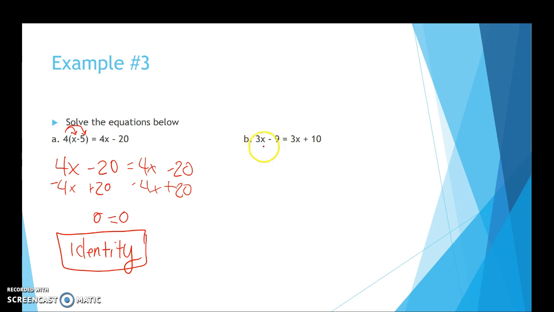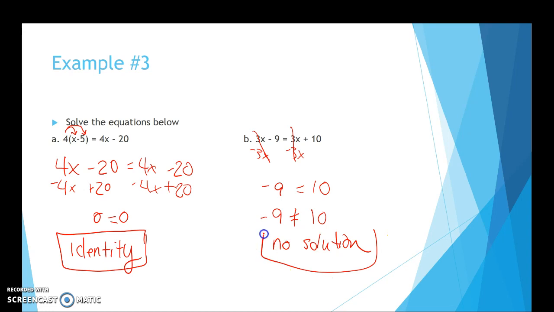And that would be your answer for A. For B here, we have 3x minus 9 equals 3x plus 10. Notice if we subtract 3x from both sides, the 3x cancels on both sides. So what you're left with is negative 9 equals 10. Does negative 9 equal 10? It does not. So we say negative 9 does not equal 10. So we would say this is no solution right here. And that'll be your answer.